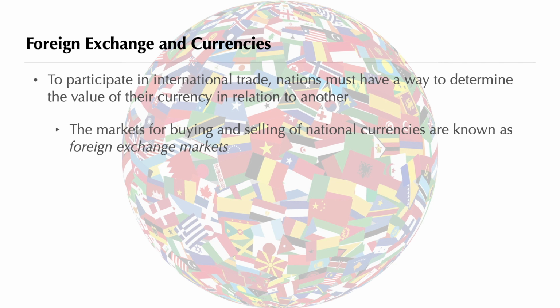In 2024, there were 195 nations in the world, each with its own government and national currency. National currencies such as dollars, pesos, and rupees generally are accepted in payment for goods and services within a nation's borders. To participate in international trade, however, nations must have a way of determining the values of their currencies in relation to one another. Markets exist for the buying and selling of national currencies, just as they do for stocks, bonds, and other commodities. These currency markets are known as foreign exchange markets.